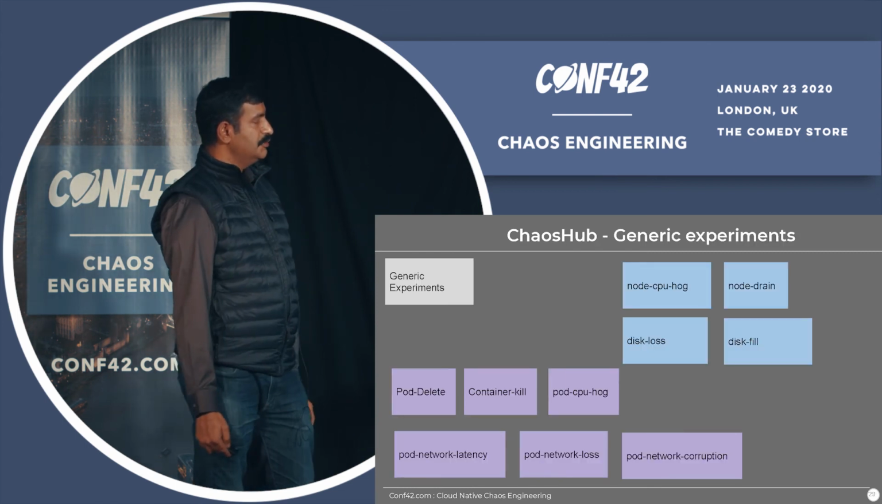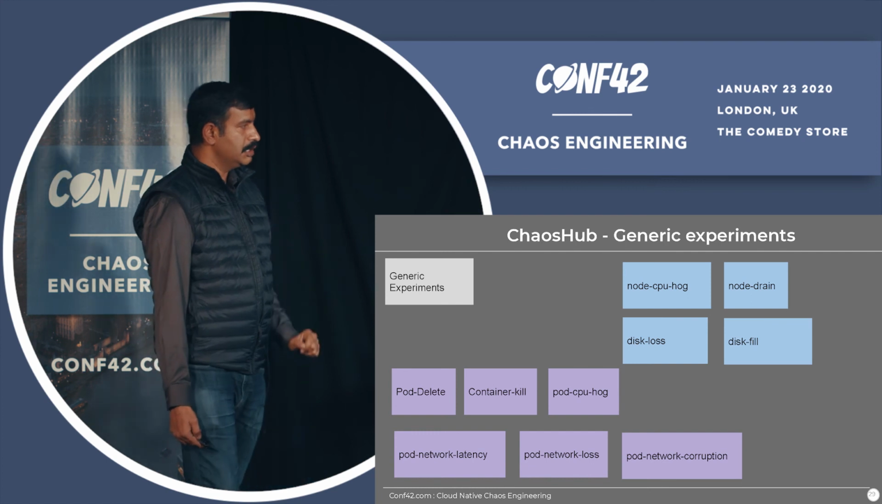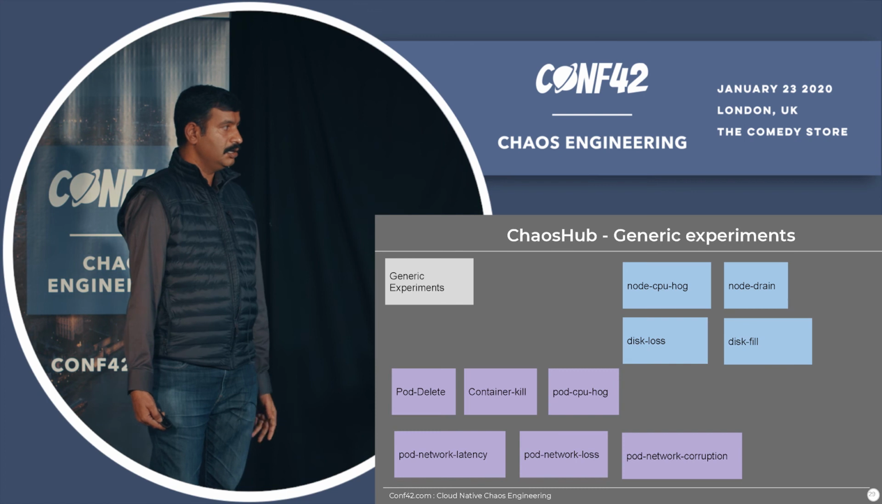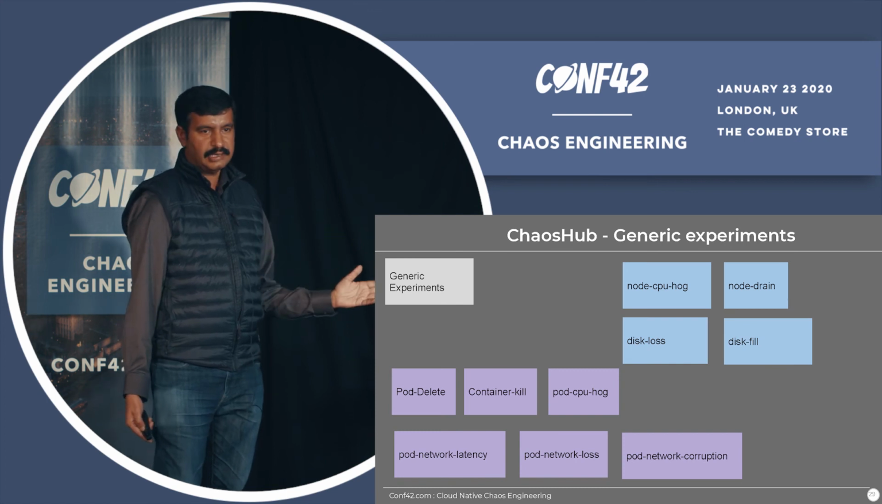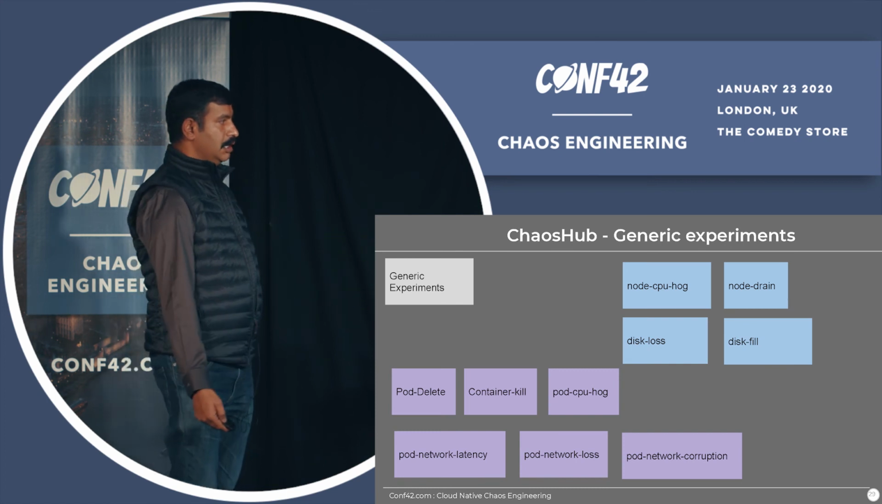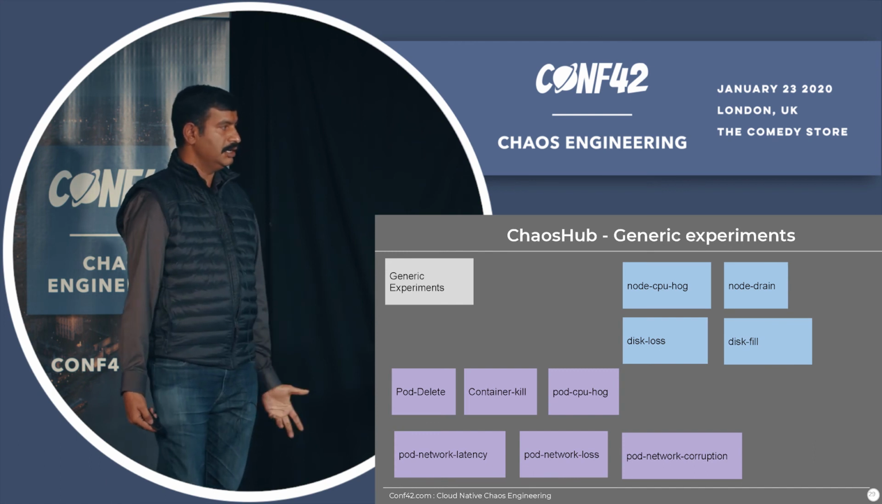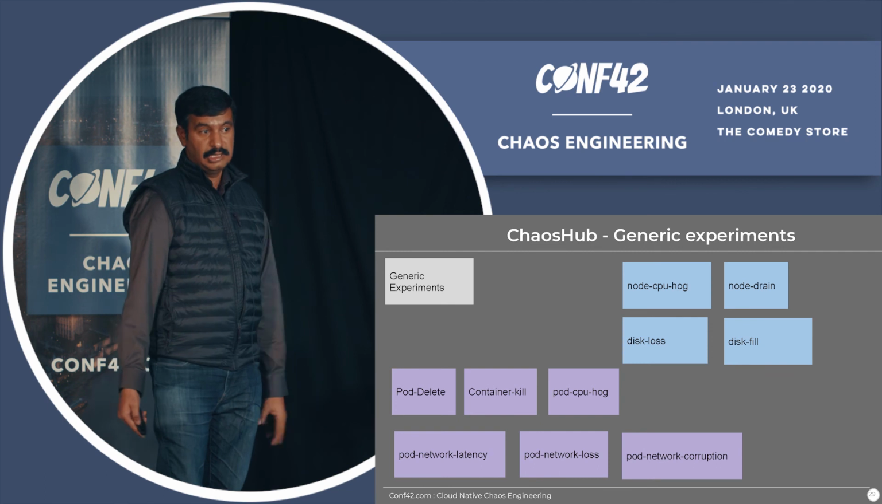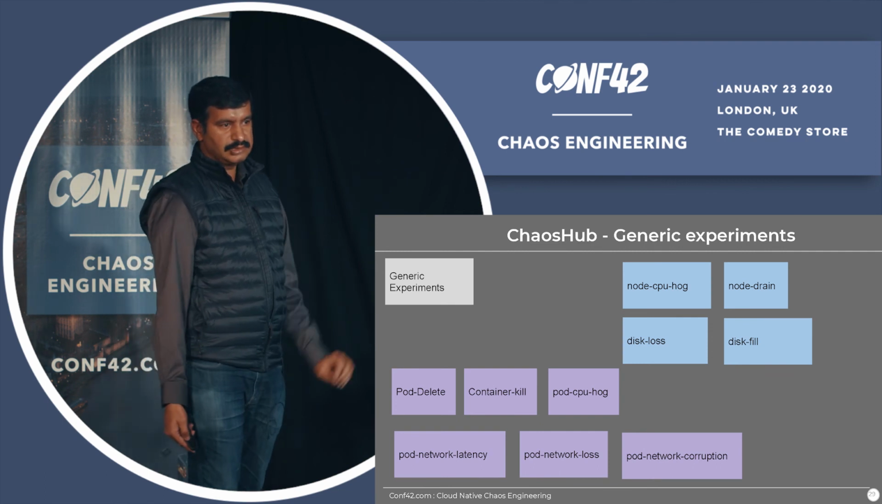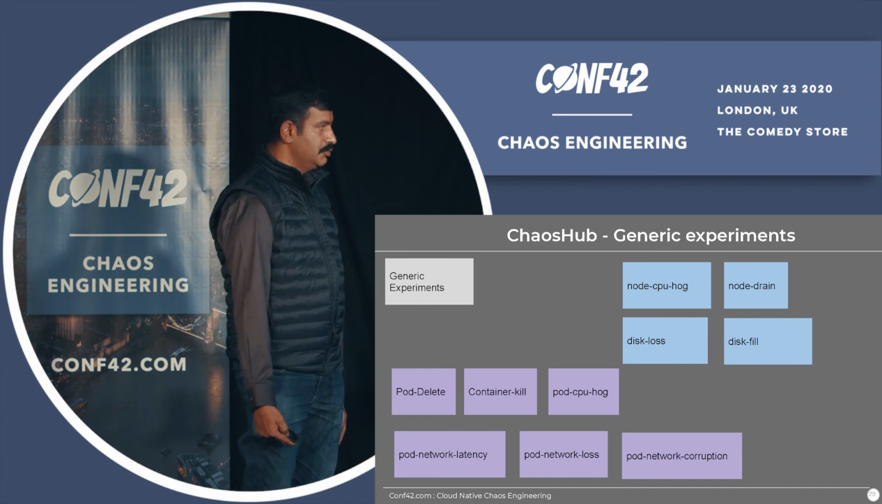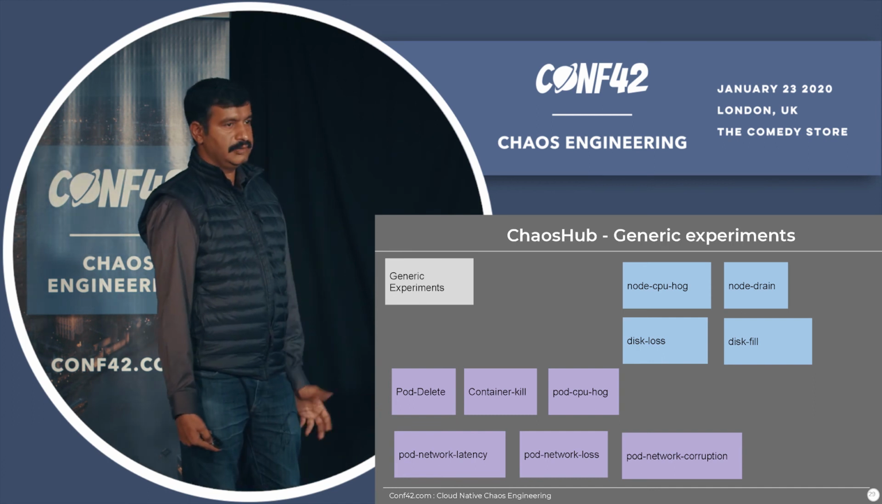Some of the experiments are already available. You can just do a pod delete, container kill. I mean, a pod can have multiple containers, and you can kill only one of them. And then you can do a CPU hog into a pod, network latency, network loss, network packet corruption. Just introduce some corruption into the packets going into your pod and see what happens, right? So that could be the granularity level that you want.